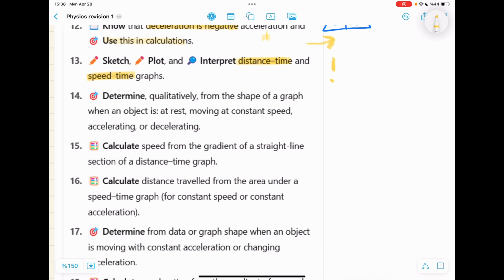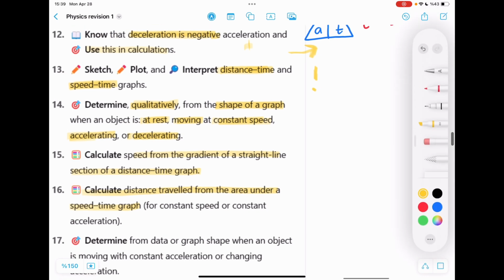Determine qualitatively, so not quantitatively, from the shape of the graph when an object is at rest, moving, and at a constant speed. So you need to know this. We will see accelerating and decelerating. Oftentimes, if you know how to interpret a graph, you'll know how to say how an object is moving based on that graph. Calculate speed from the gradient of a straight line section of a distance time graph, and calculate distance traveled from the area under a speed time graph for constant speed or constant acceleration.